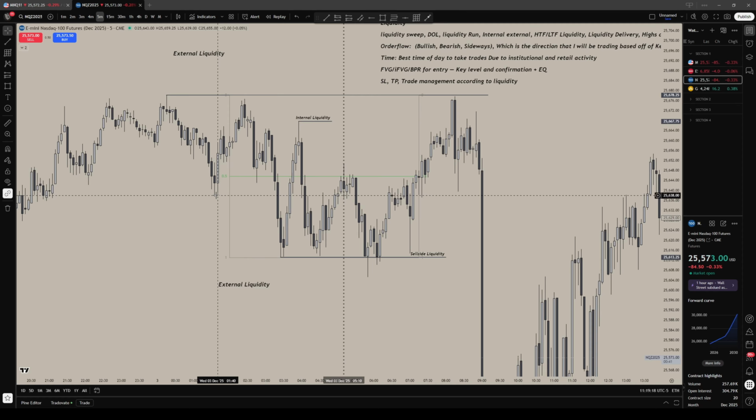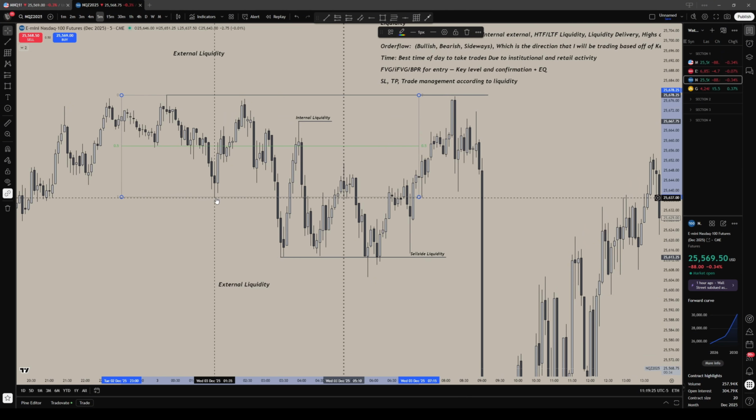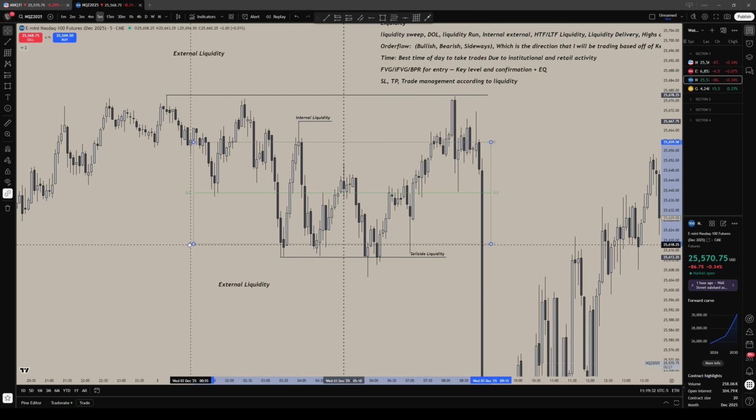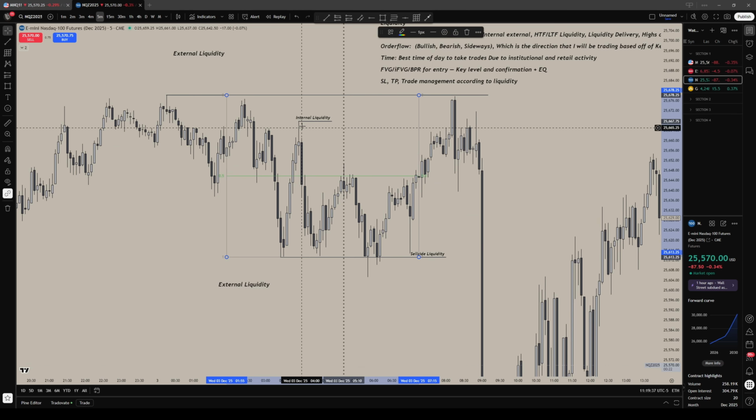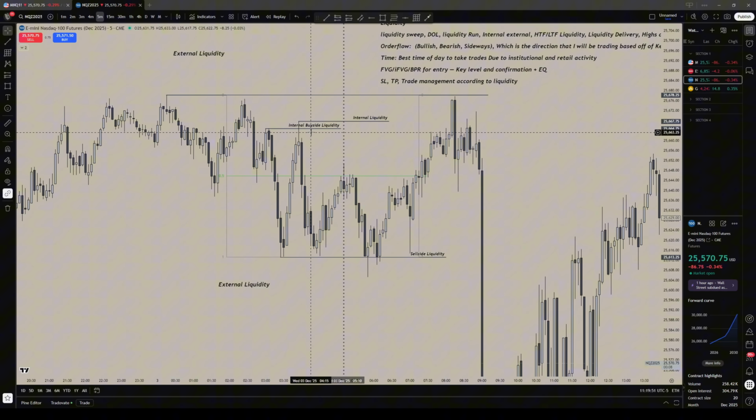And I guess the range would be here. So this is the external. Sorry, let me clarify. Right now, when we're at this block of time, this is external. It goes up internally, it goes down, and takes out external liquidity, changing the dealing range you're working with. And then it goes up and takes out this internal high right over here. This high was internal buy side liquidity.